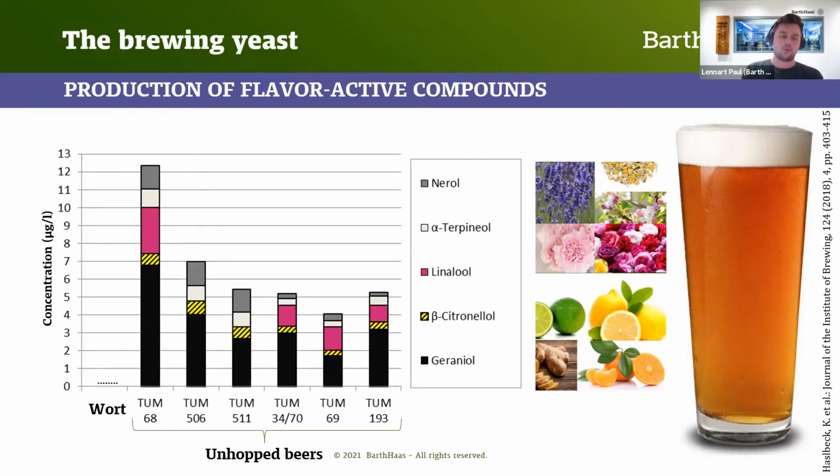And of course, you can see the concentration is not that high, and TUM 68 is about just 7 micrograms per liter.